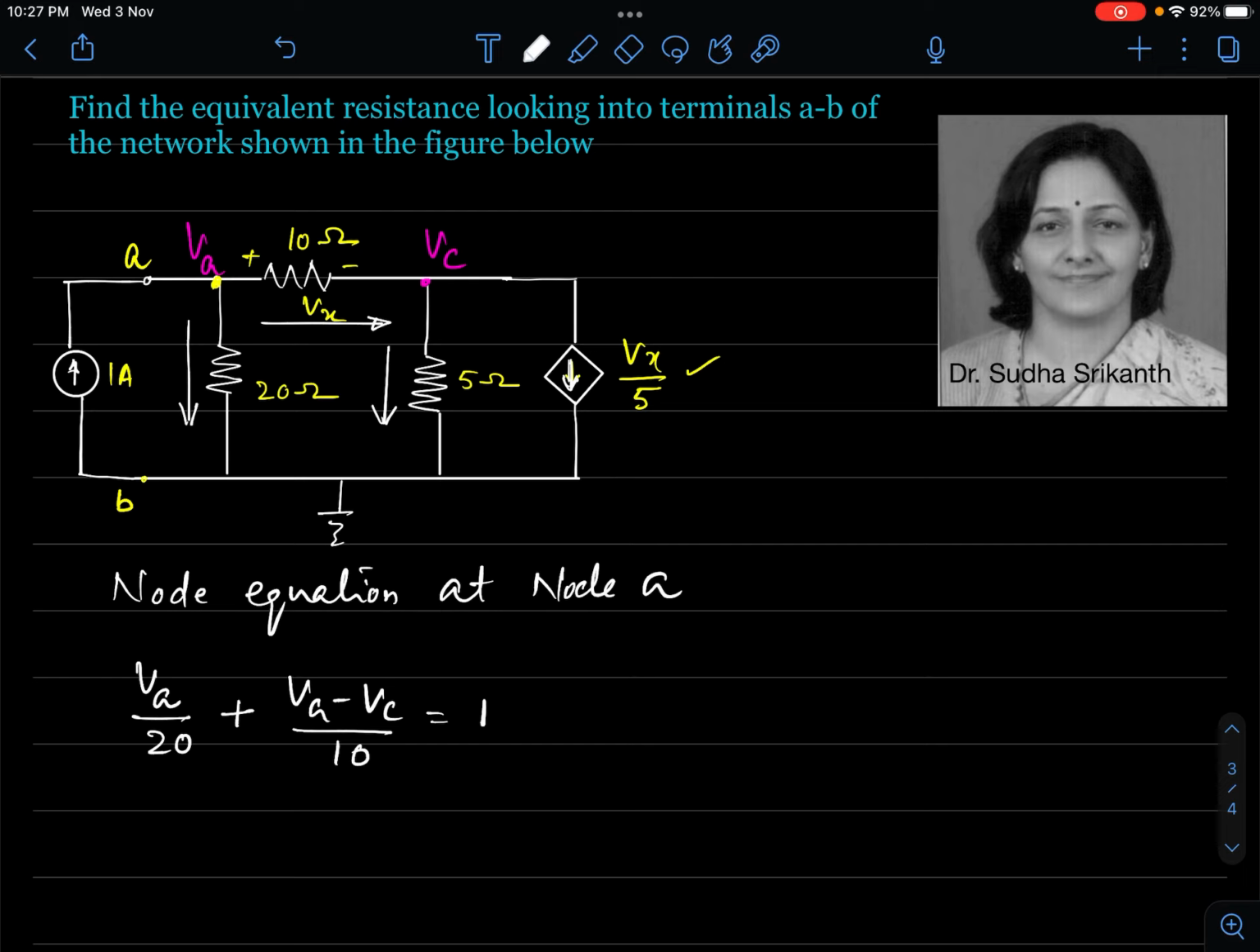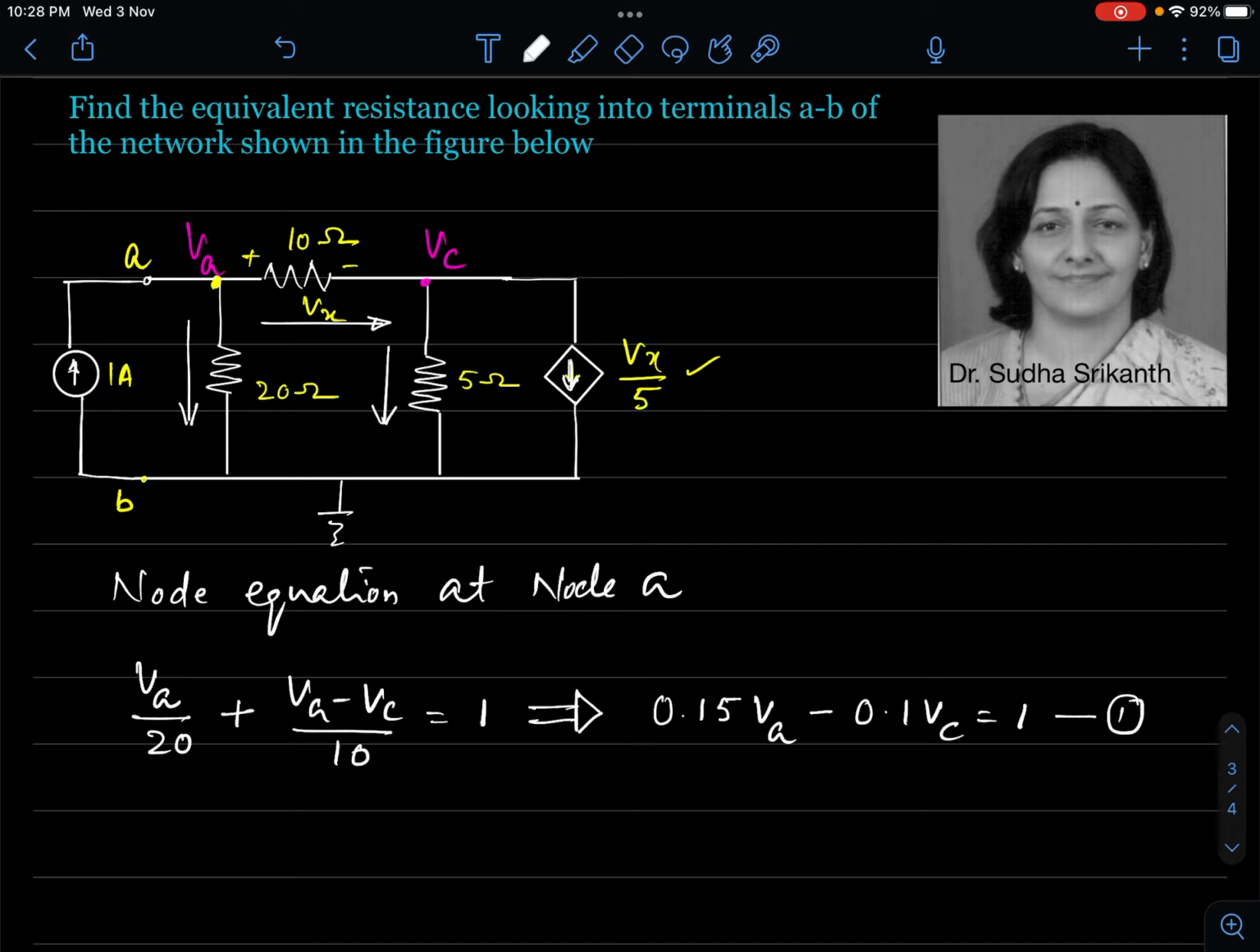Okay, we will try to simplify this. This results in VA divided by 20 is 0.05 VA, and VA by 10 is 0.1 VA. I suppose this will come to 0.15 VA minus 0.1 VC equal to 1. This is my equation 1.